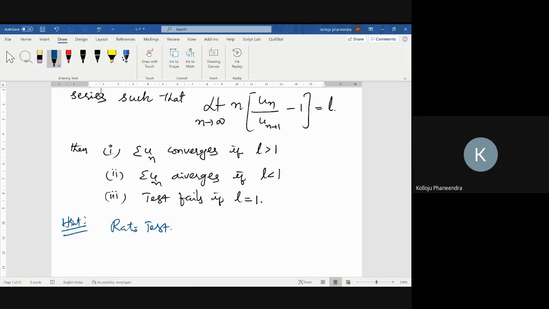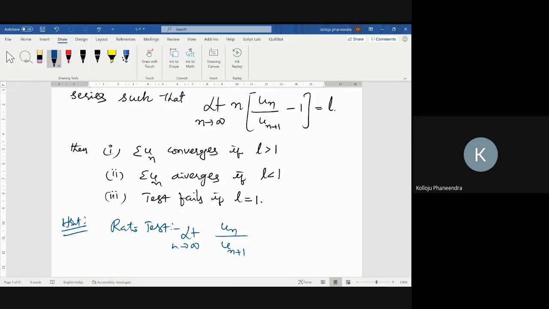Two important points. When we have to apply Raabe's test, first, when the ratio test fails for L equal to 1, one can go for the limit comparison test. If that limit comparison test is also not applicable for L equal to 1, then go for Raabe's test. So in the ratio test, what is the ratio here? Un by un plus 1 is the ratio, and take its limit, n tends to infinity.